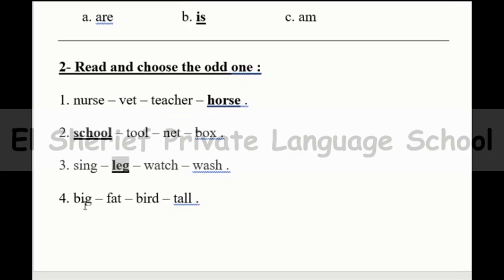Number 4. Big, fat, beard, tall. Take your time. Well done. The answer is beard, because big, fat, and tall are adjectives. So the odd word is beard.